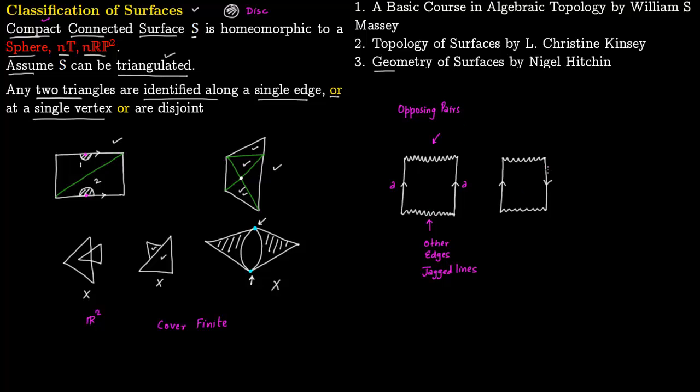Again, you have two edges under consideration. Say this edge is B and this edge is B. One is pointing in this direction, the other is pointing in the opposite direction. This we will call a twisted pair.